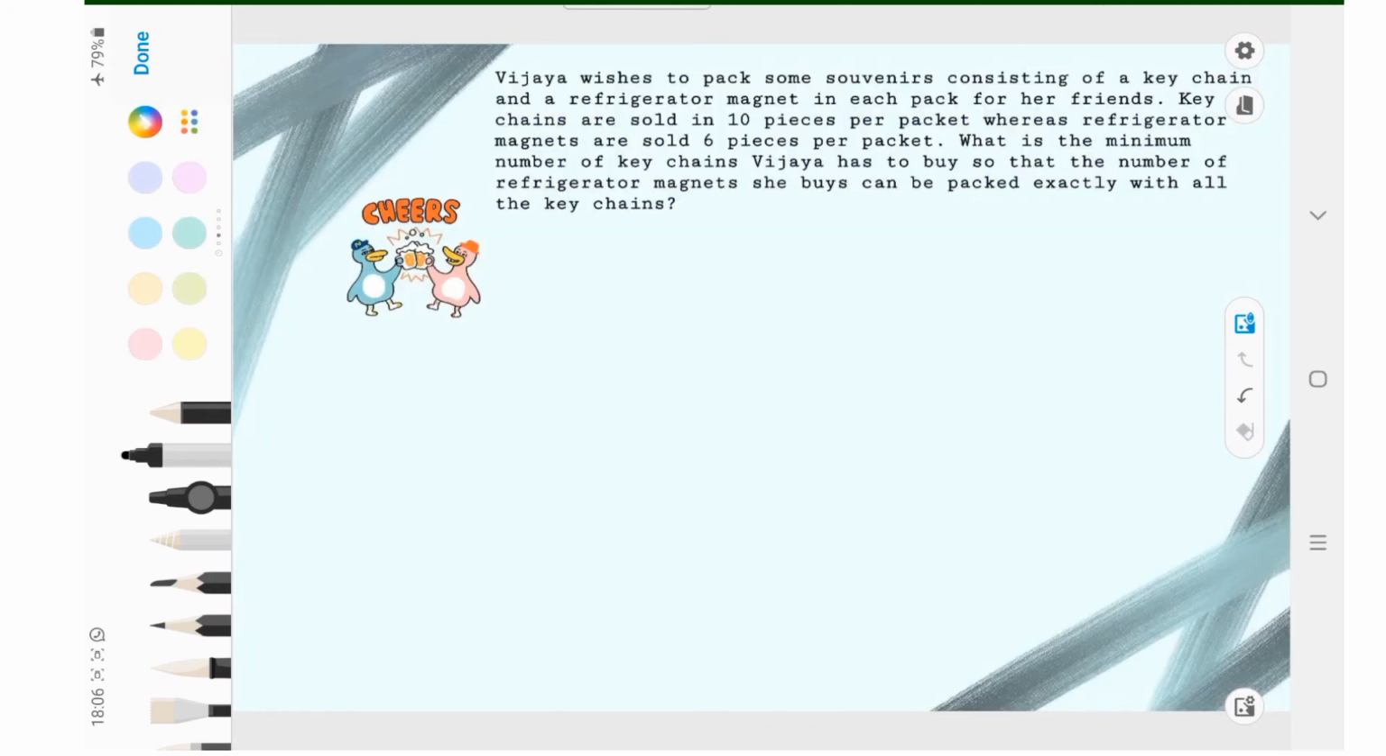Vijaya wishes to pack some souvenirs consisting of a keychain and a refrigerator magnet in each pack for her friends. Keychains are sold in 10 pieces per packet, whereas refrigerator magnets are sold 6 pieces per packet. What is the minimum number of keychains Vijaya has to buy so that the number of refrigerator magnets she buys can be packed exactly with all the keychains? To find out how many she has to buy, we have to find the LCM of 10 and 6.